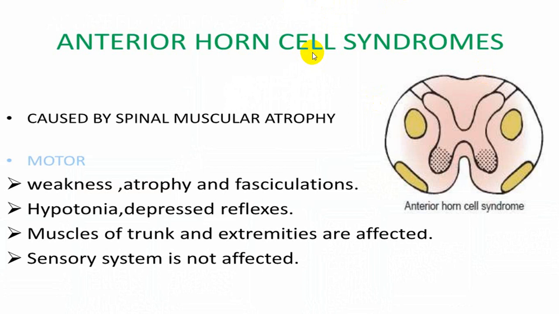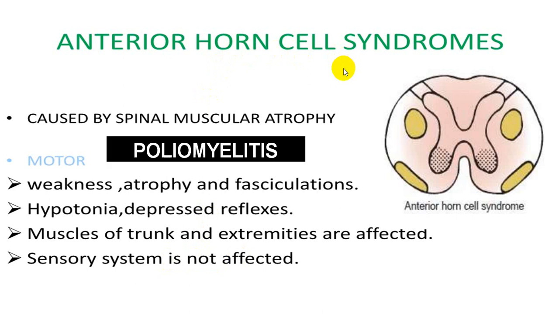So in an anterior horn cell syndrome, one classical example is poliomyelitis. And there is one variety we call spinal muscular atrophy, which involves the anterior horn cell syndrome, where we get weakness, atrophy and fasciculation, hypotonia, all the reflexes will be depressed or absent, and the sensory system is spared. This is very peculiar in an anterior horn cell syndrome. And the classical example of anterior horn cell syndrome is poliomyelitis.